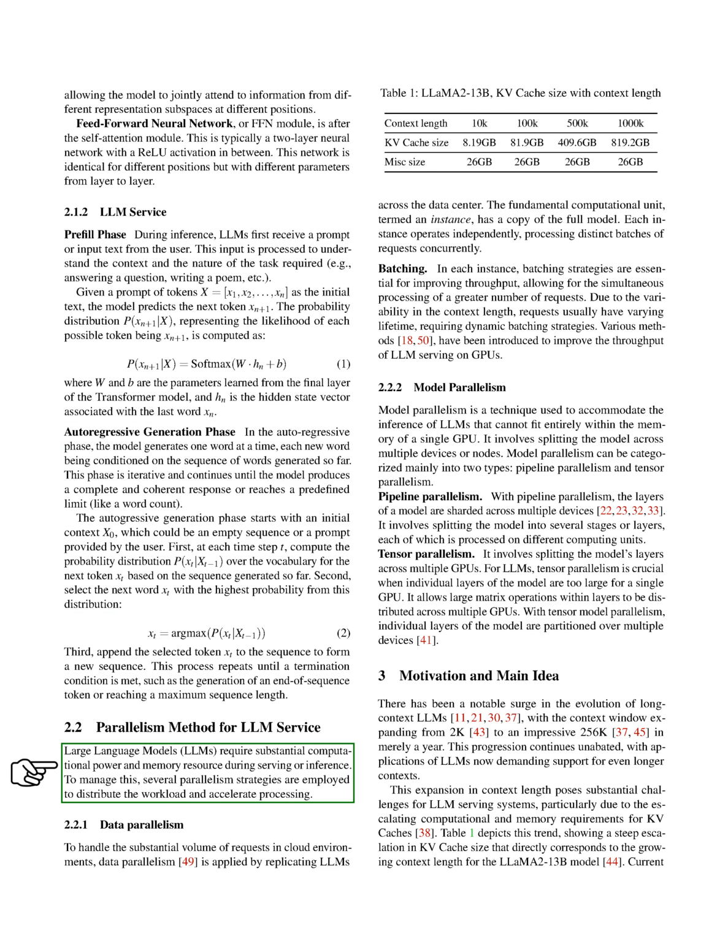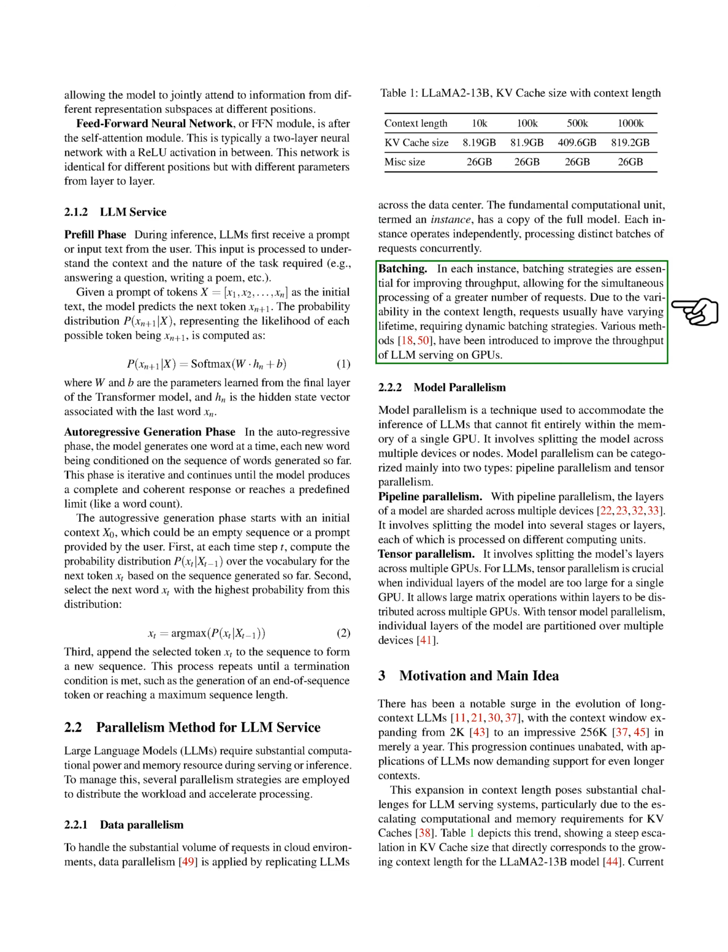LLMs require a lot of computational power and memory resources. To manage this, several parallelism strategies are used to distribute the workload and speed up processing. Data parallelism is used to handle the large volume of requests in cloud environments. The model is replicated across the data center, with each copy operating independently and processing different batches of requests concurrently.